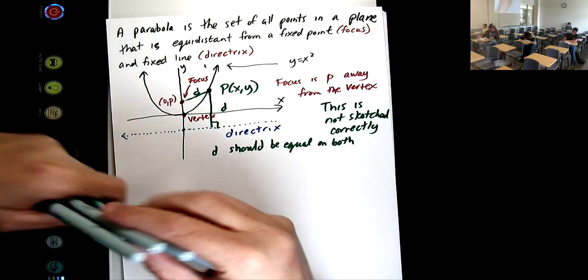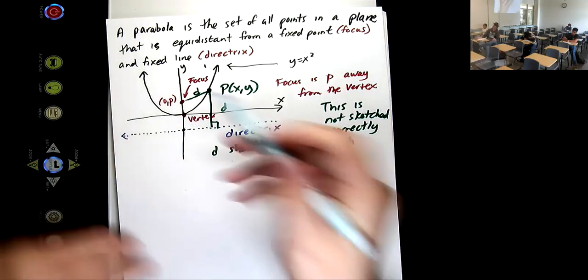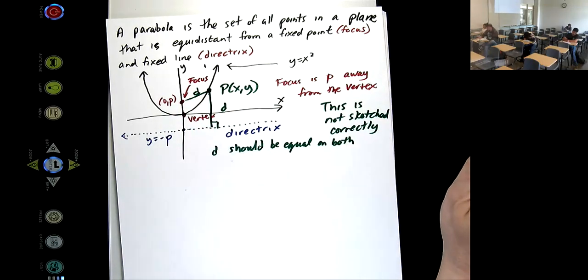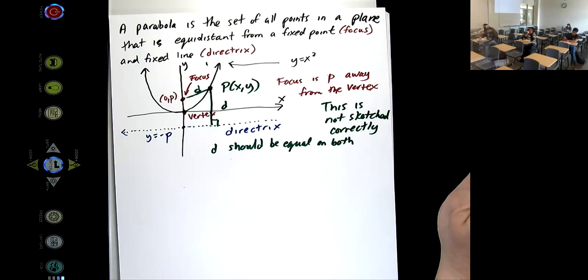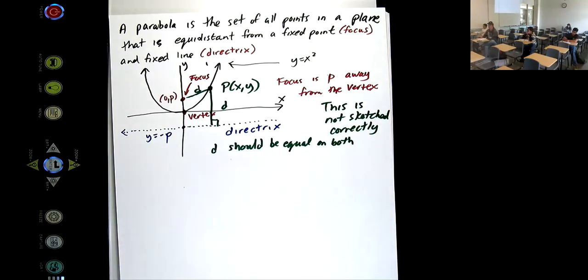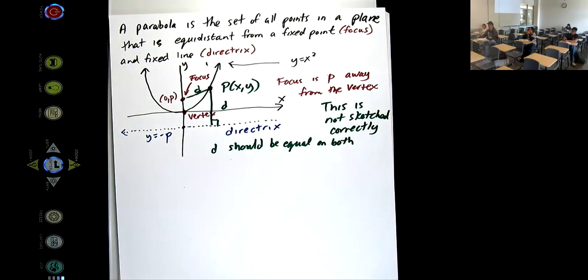So if my base version, my focus is at (0, p), my directrix is down p, and this would be the line y equals negative p. The vertex is at (0, 0). If it's not at (0, 0), it's shifted by an h and a k in this form. So this is a parabola that opens up or down.